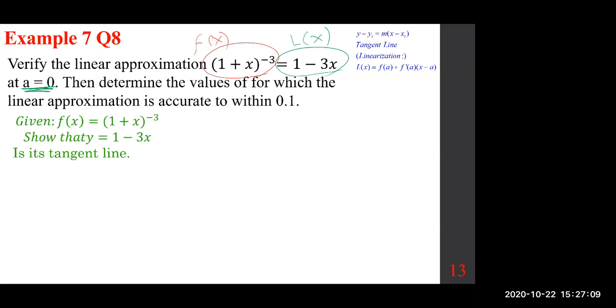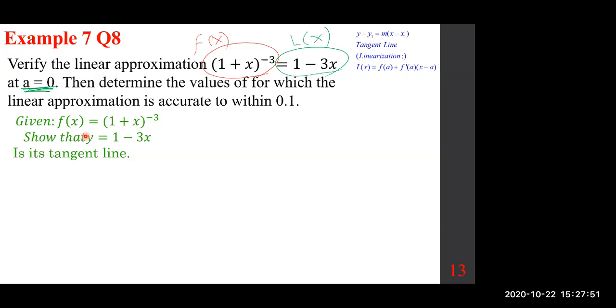The next part really requires a graphing calculator. I explained the concept, you don't have to worry about that. But the first part, simply put, tells us to find its tangent line. This is the function, okay? And we want to show that y equals 1 minus 3x is its linearization, its tangent line. All right, so let's start with f of x.